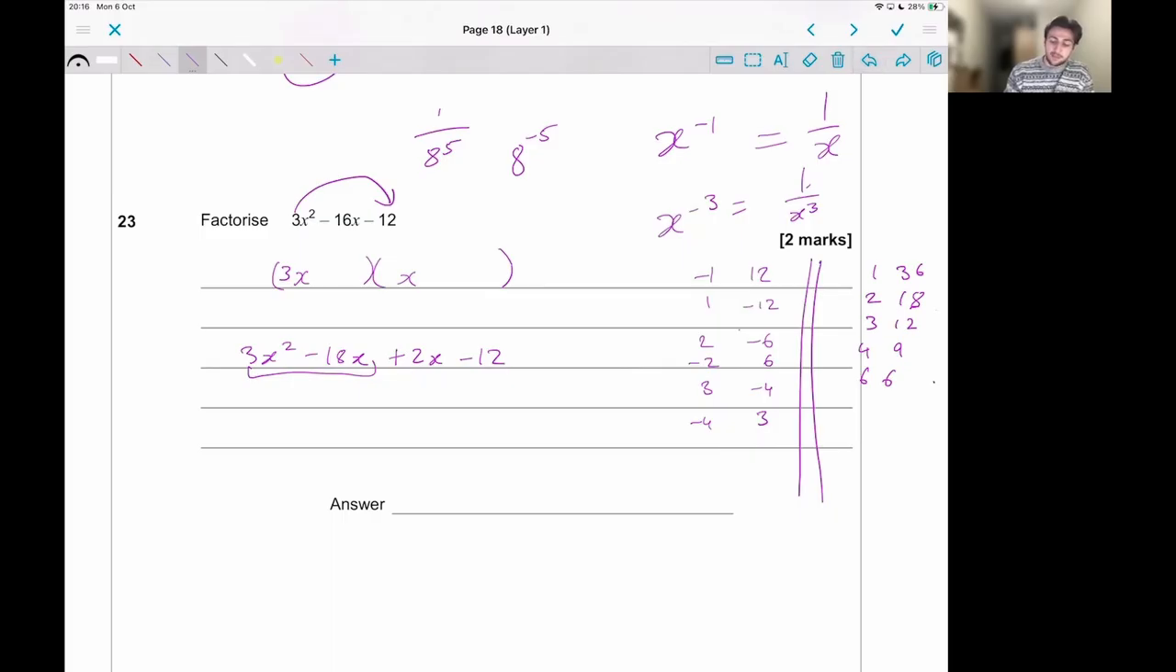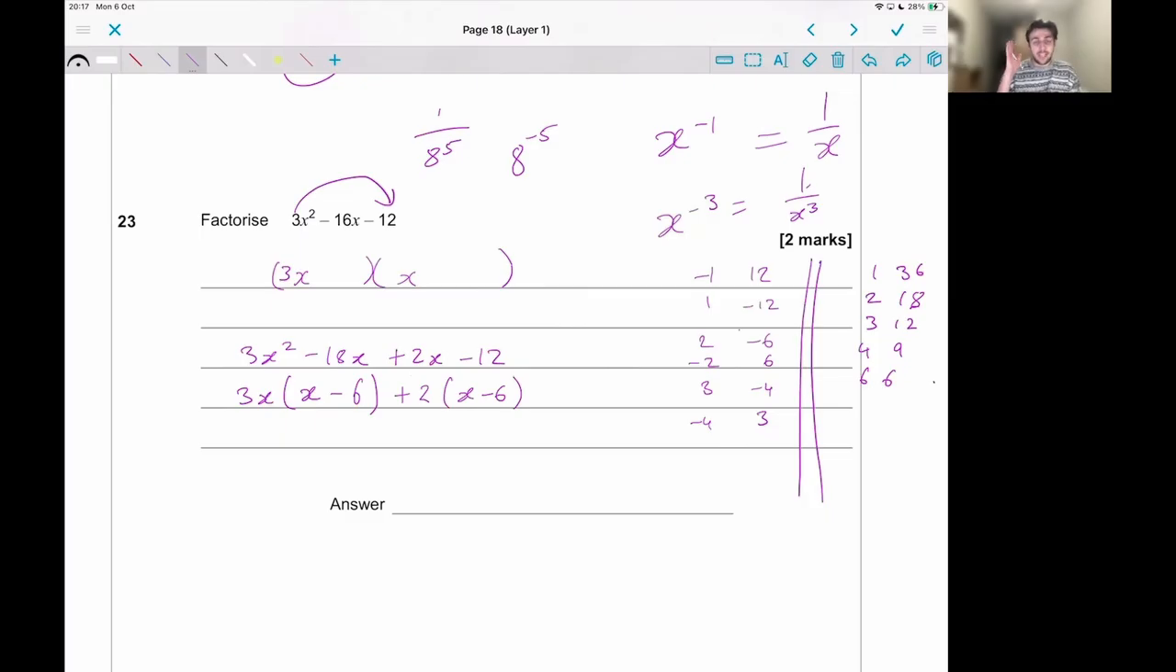So for the first bit, we can take a 3 out because 3 and 18 are both divisible by 3. We can take an x out because one's got an x squared, one's got an x. What's left? We've got an x from the 3x squared, and we've got a 6 from the minus 18x. What about for the other one then, for this bit? Well, they're both divisible by 2, but that's about it. So we're going to take out 2, and then we're going to have x minus 6.